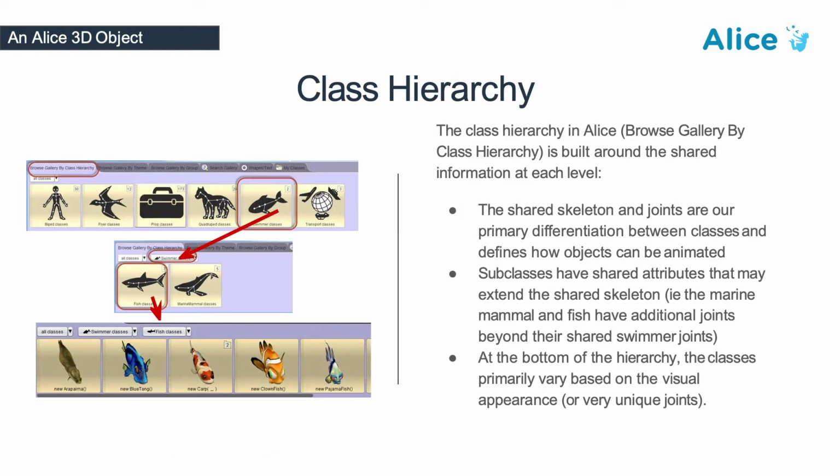We can sort the gallery by class hierarchy. The skeleton and joints define how objects can be animated and impact the hierarchy at the top, such as this swimmer class shown here. Notice how the thumbnail of each object indicates the joint placement of that object. This lets you know how you'll be able to manipulate or animate that object. Subclasses have shared attributes. At the bottom of the hierarchy, the object's visual appearance is the main variation.